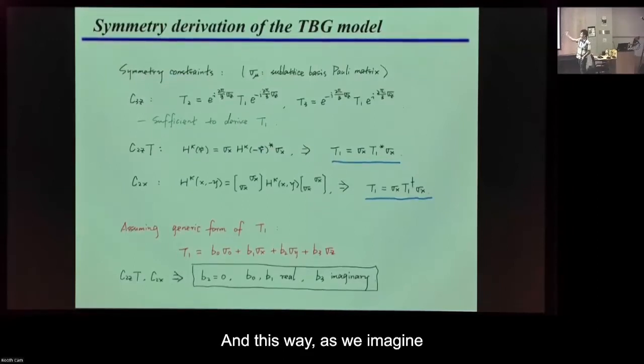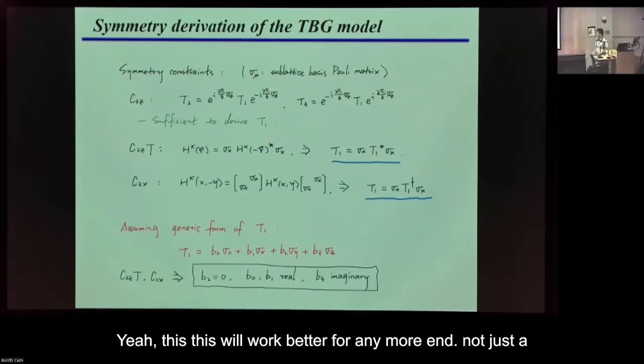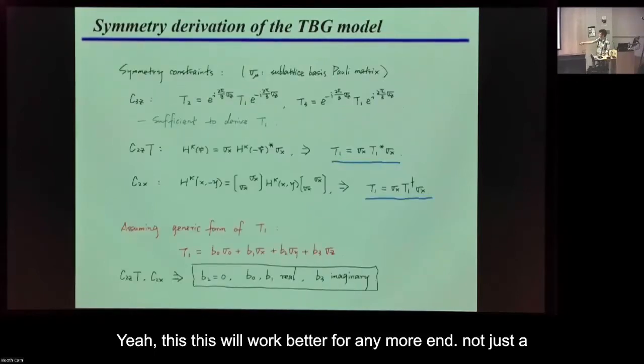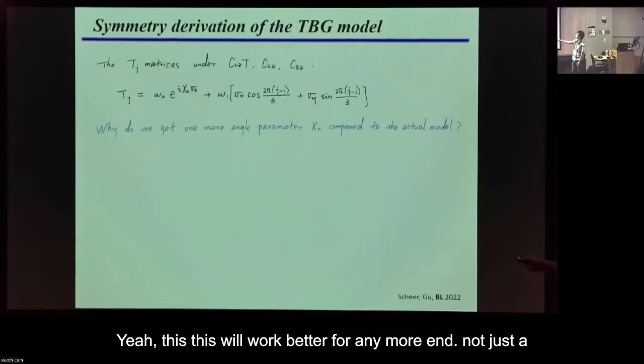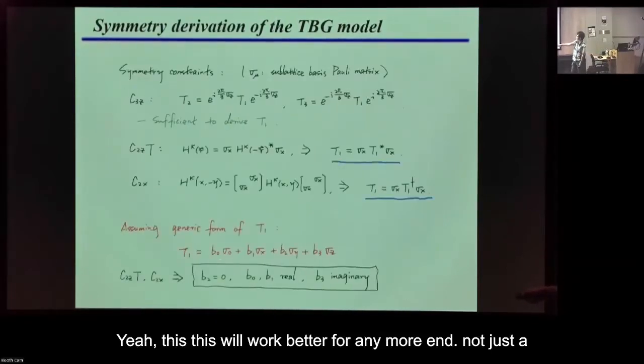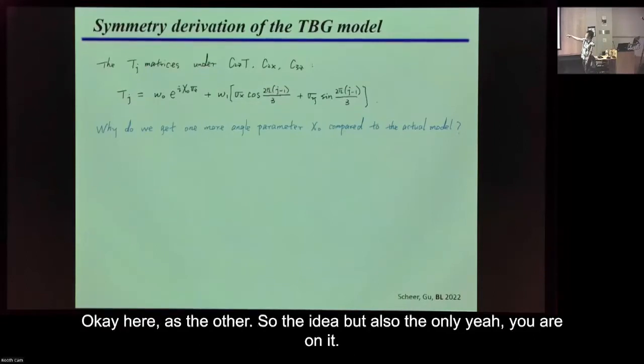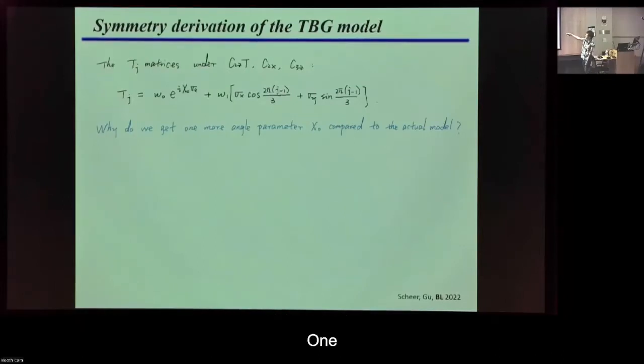Yeah, this could work better for any moiré system, not just the model here. If I rewrite these conditions in terms of some other parameters, this tells me I could have a sigma zero term and a sigma z term, but the sigma z term should be an imaginary term, so I can summarize them into a complex notation here. The other two coefficients have to be real. We were only determining J1, but if you do the six-fold rotations, you can find all the Tj, which are given by this relation.